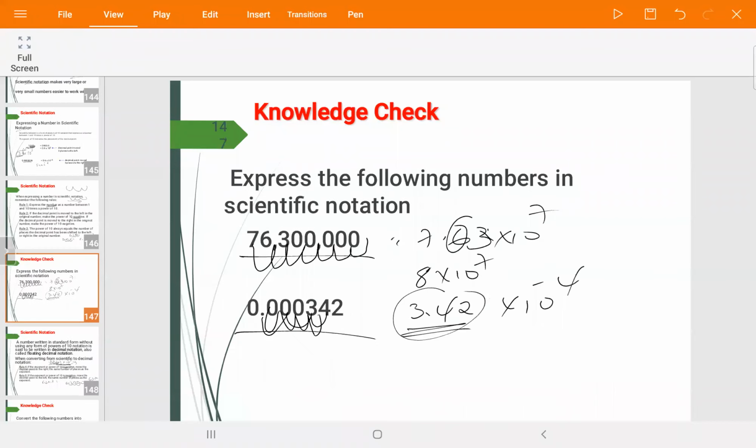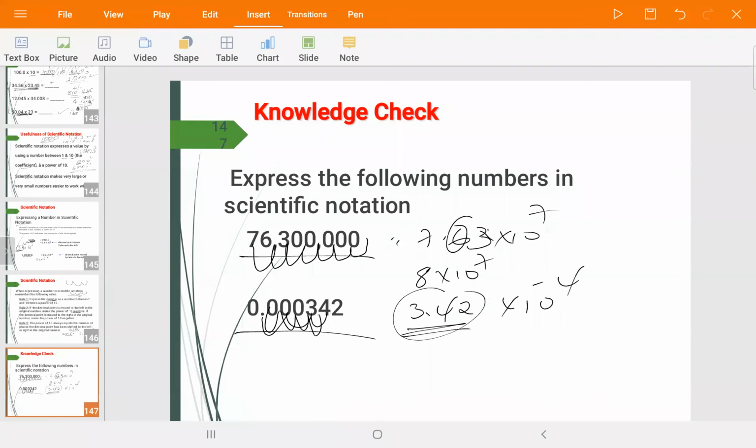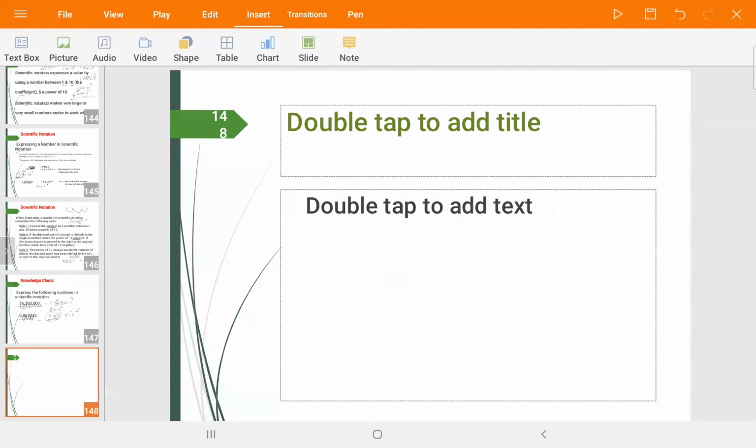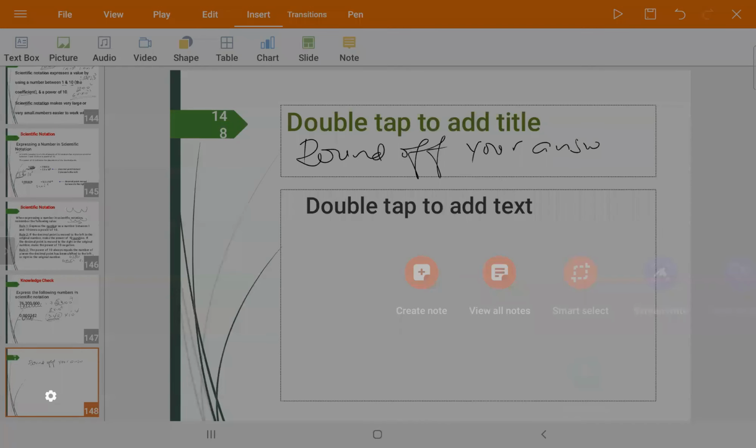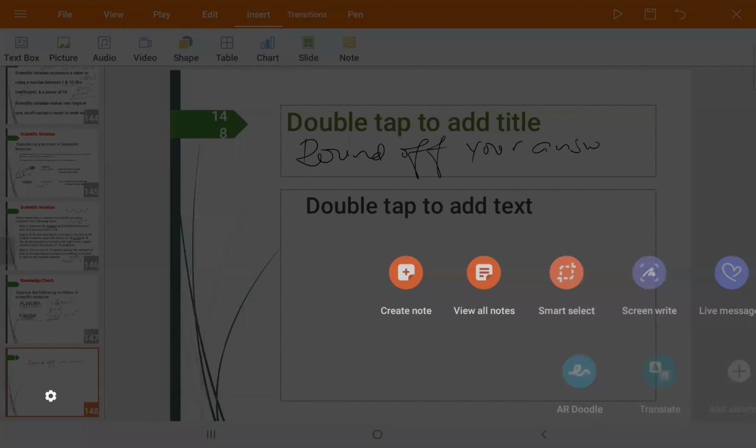እሺ ቶሎ በሉ እስቲ ጥያቄ ከሌላችሁ። All right. Do you have any question? So round off your answer to two significant figure. Okay?